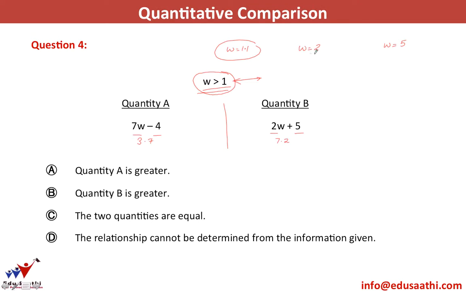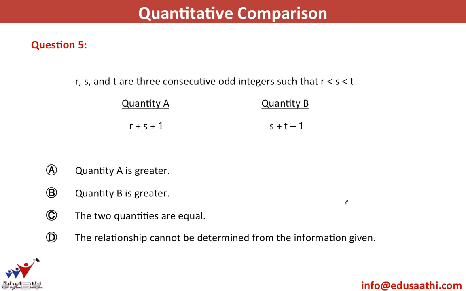Now let me put W is equal to 2. So this will be 14 minus 4, which will be 10. And if I put here, this will be 4 plus 5, which is 9. It is coming out to be quantity A greater than quantity B. Since I am getting an inconsistent result, my answer would be option number D. The relationship cannot be determined from the information which has been given to me.